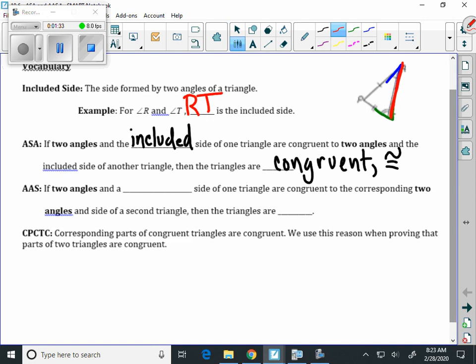The reasoning for angle, angle, side is if two angles and any side, so I don't know if you just want to put AAS, because we've got that A there, any side of one triangle are congruent to the corresponding two angles and any side of the second triangle, then the triangles are congruent.